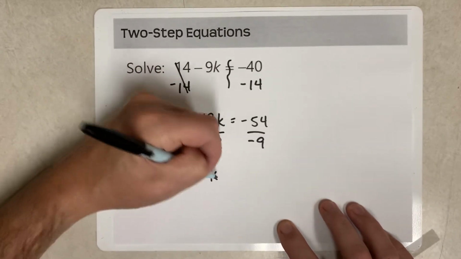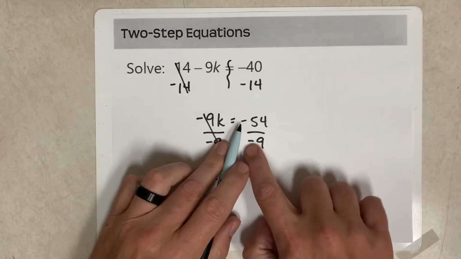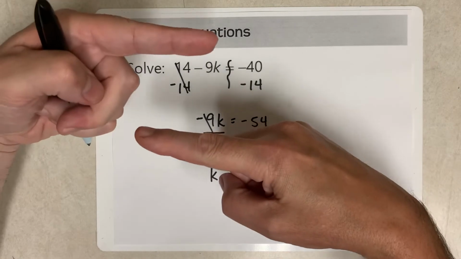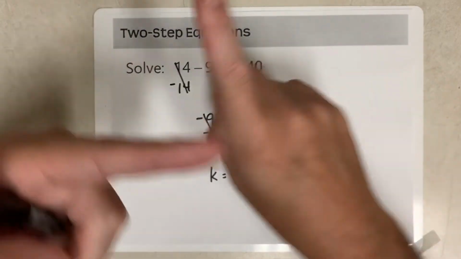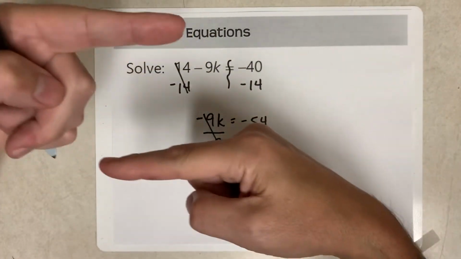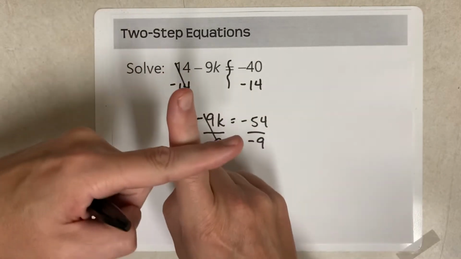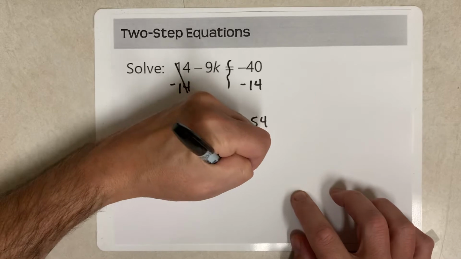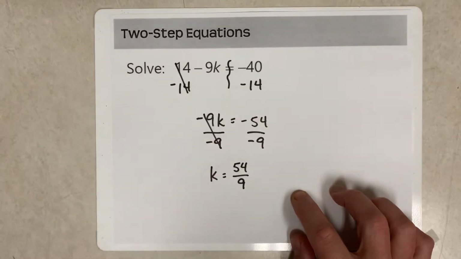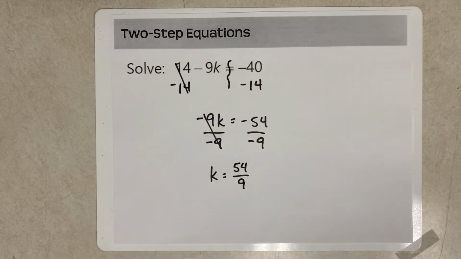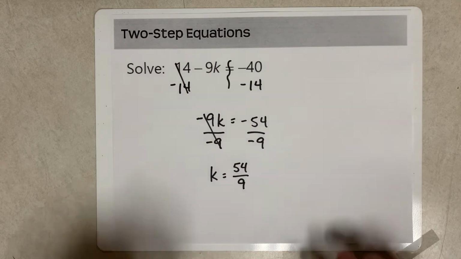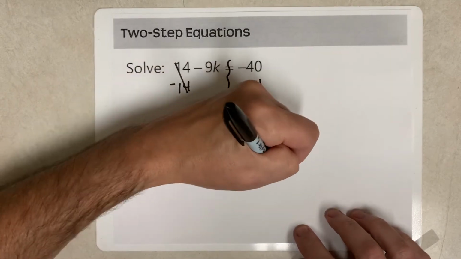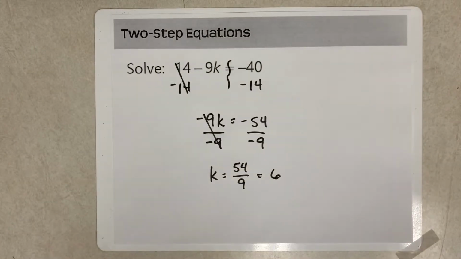And k is going to be equal to, now what happens if you have negative over negative like this? Well, we know what happens if they're side by side, it makes a positive. But if they're above each other like this, it still makes a positive. So the negatives cancel out, and I have 54 divided by 9. Now, here's the question, does 9 go into 54? 9 times 5 is 45, 9 times 6 is 54, so all of that should be 6.